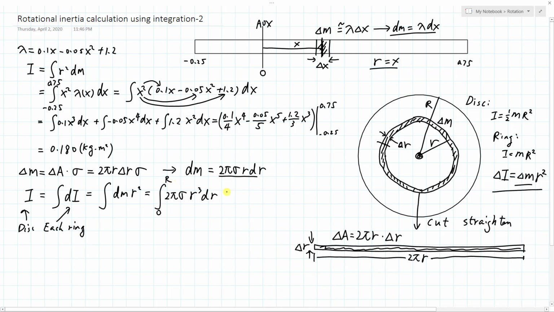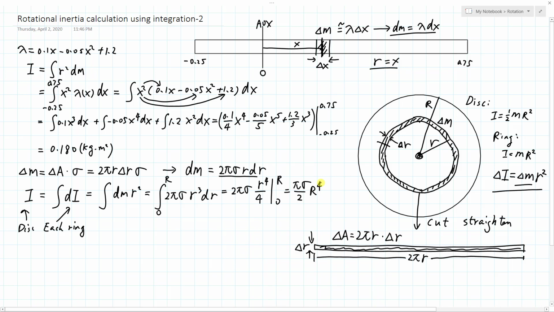This is a very easy integration, right? So we have 2 pi sigma, r cubed integrates into r to the 4th power over 4 and evaluated between 0 and the capital R. So 0 goes into that and it gets you 0. That just replaces lowercase r with uppercase r. So you can divide out if you want. So you have pi sigma. Here you have a 2 r to the 4th power.